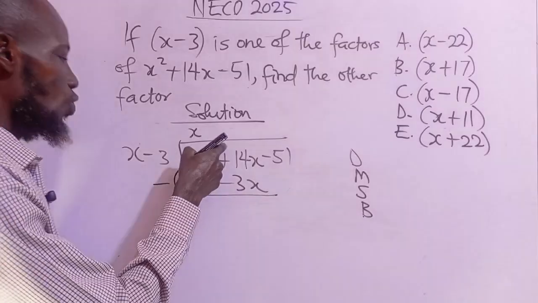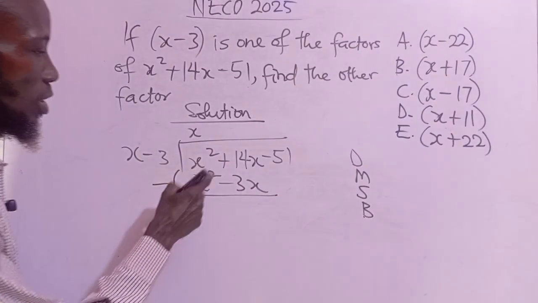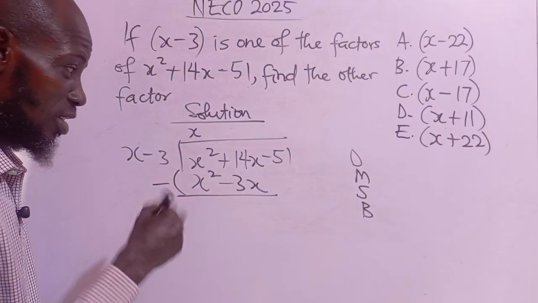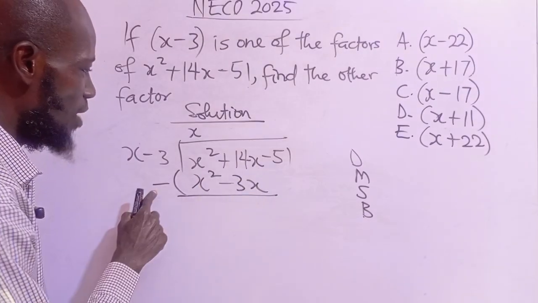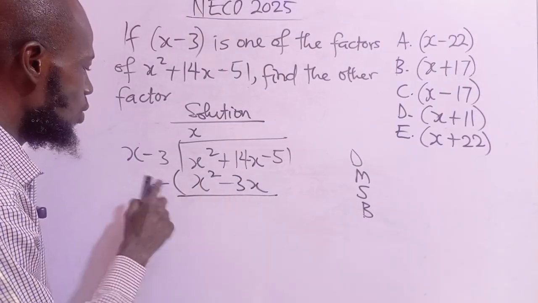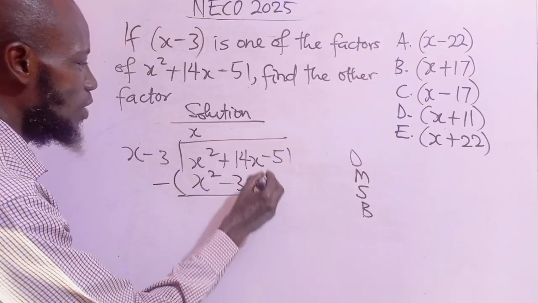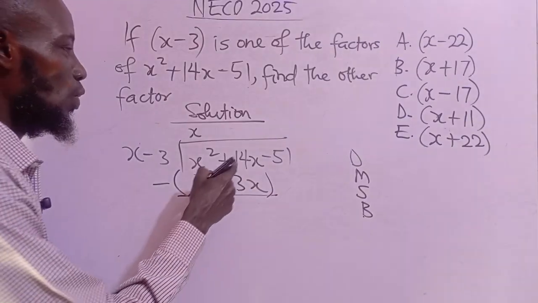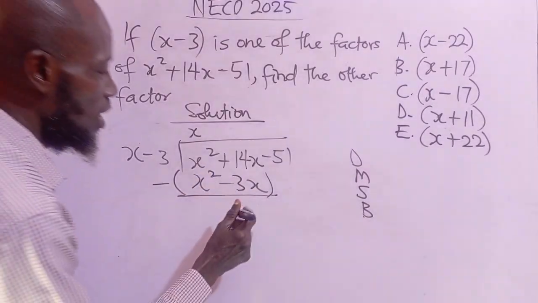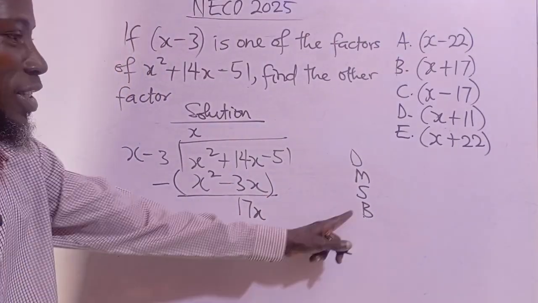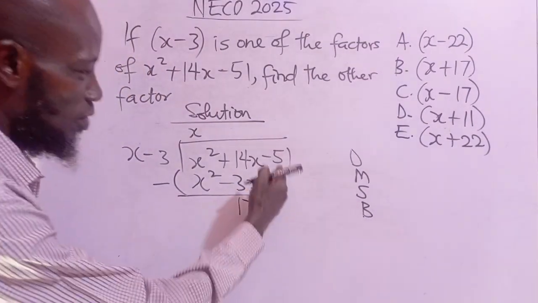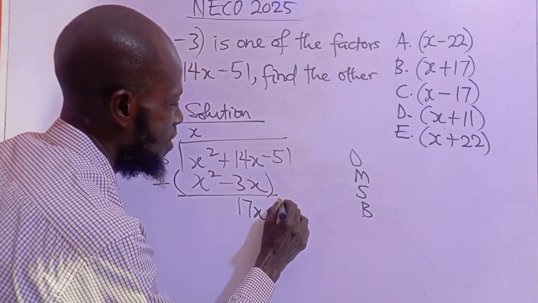So x squared minus x squared is 0, that is gone. So now we have 14x minus minus 3x. Minus times minus will give us plus. So 14x plus 3x is going to give us 17x. And the next step, brother, bringing down: we bring this down, we have minus 51.